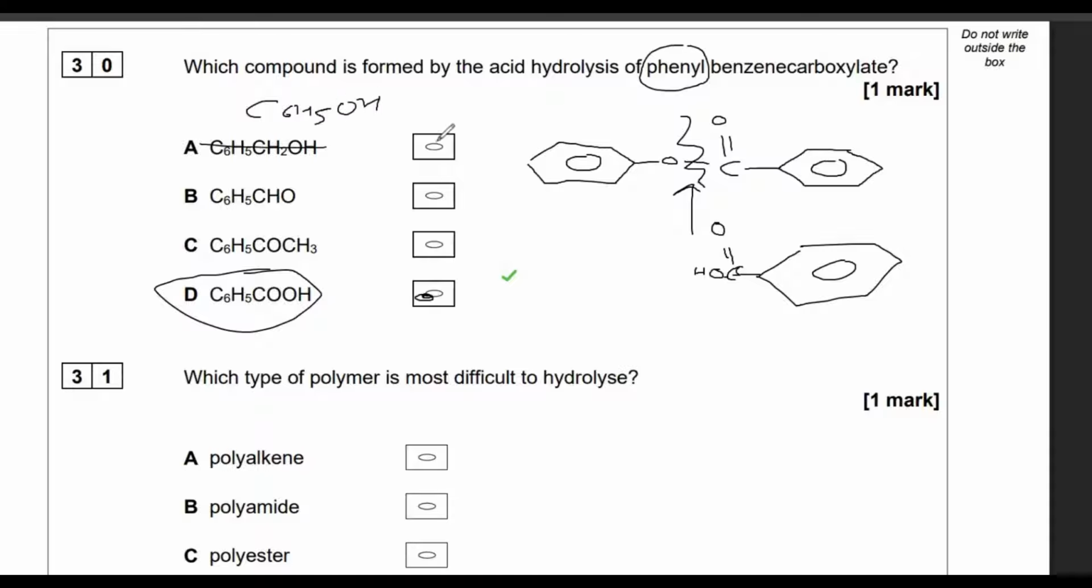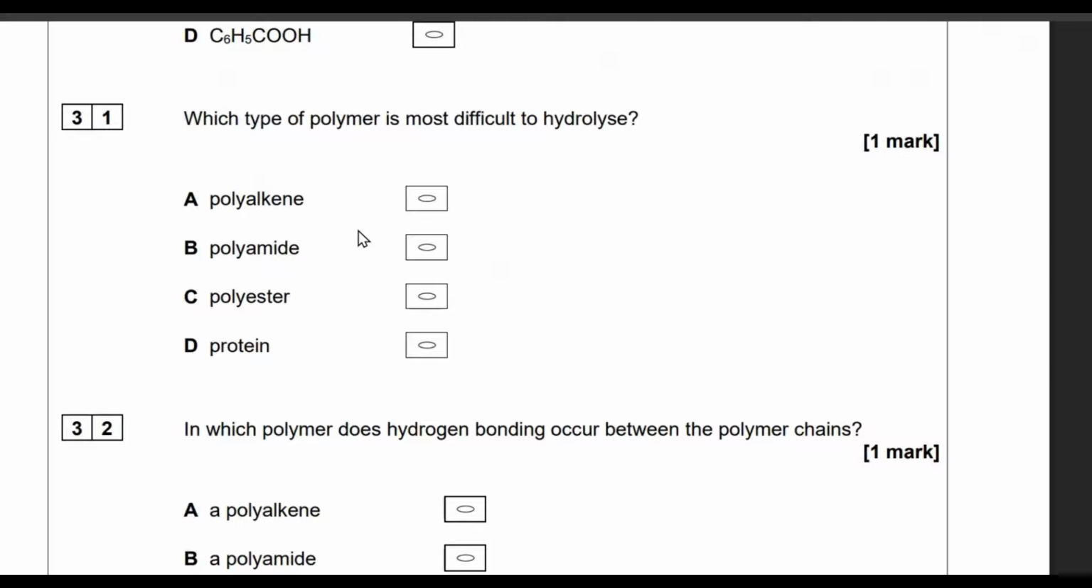So one of the products is going to be D, C6H5COOH. That's the benzene carboxylic acid. Now, you wouldn't get the top one there because that's got a CH2 group attached to the alcohol. It would just be C6H5OH, which is phenol.